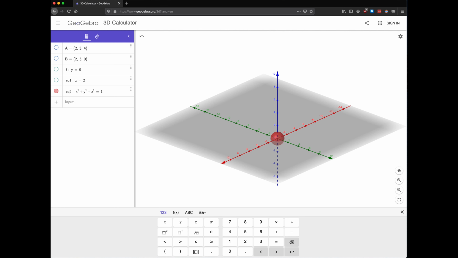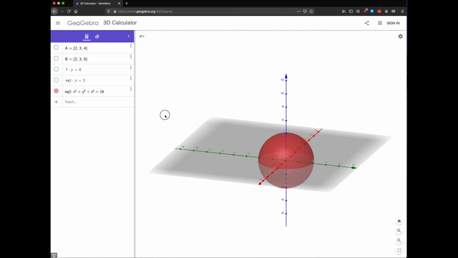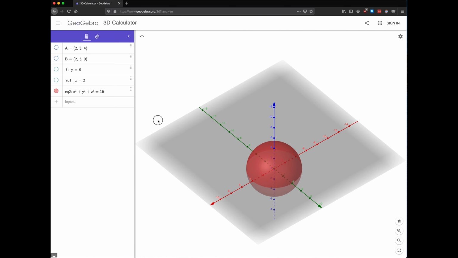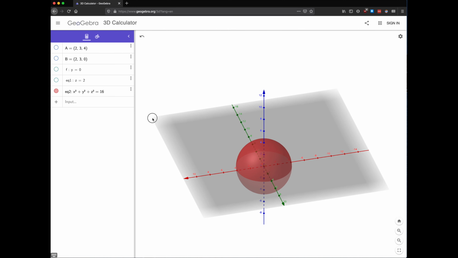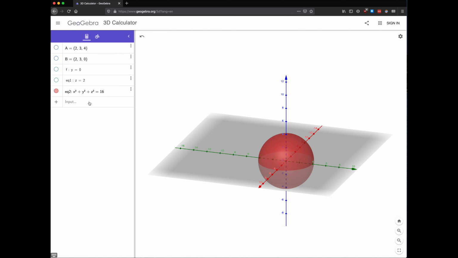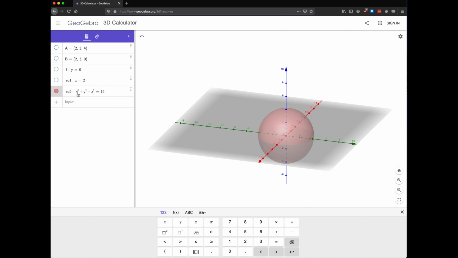If I change this to something like 16, my radius will be 4. And now you can see that it's bigger than a unit sphere. Again, these spheres are not solid. And if I wanted to start shifting things around, I would just add parentheses.